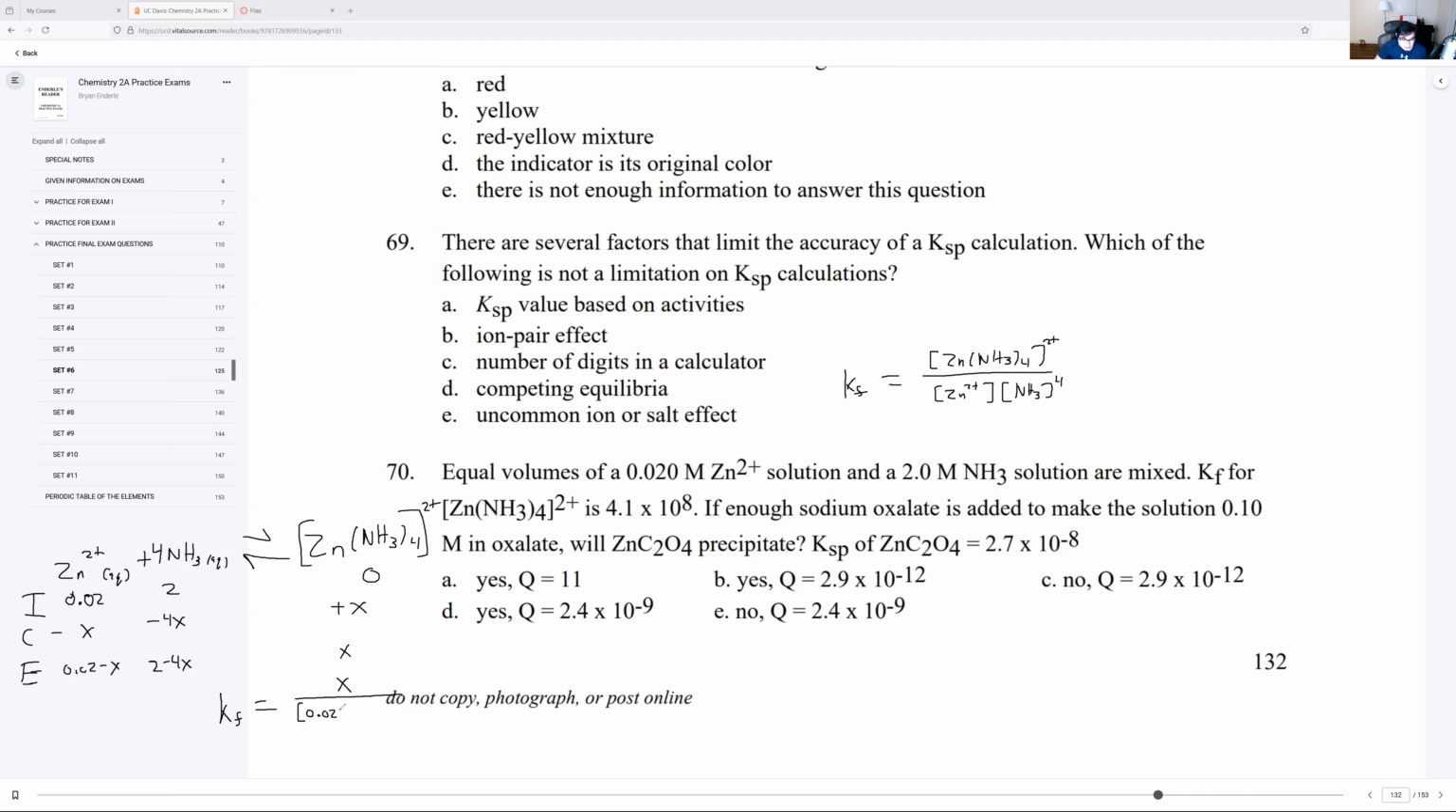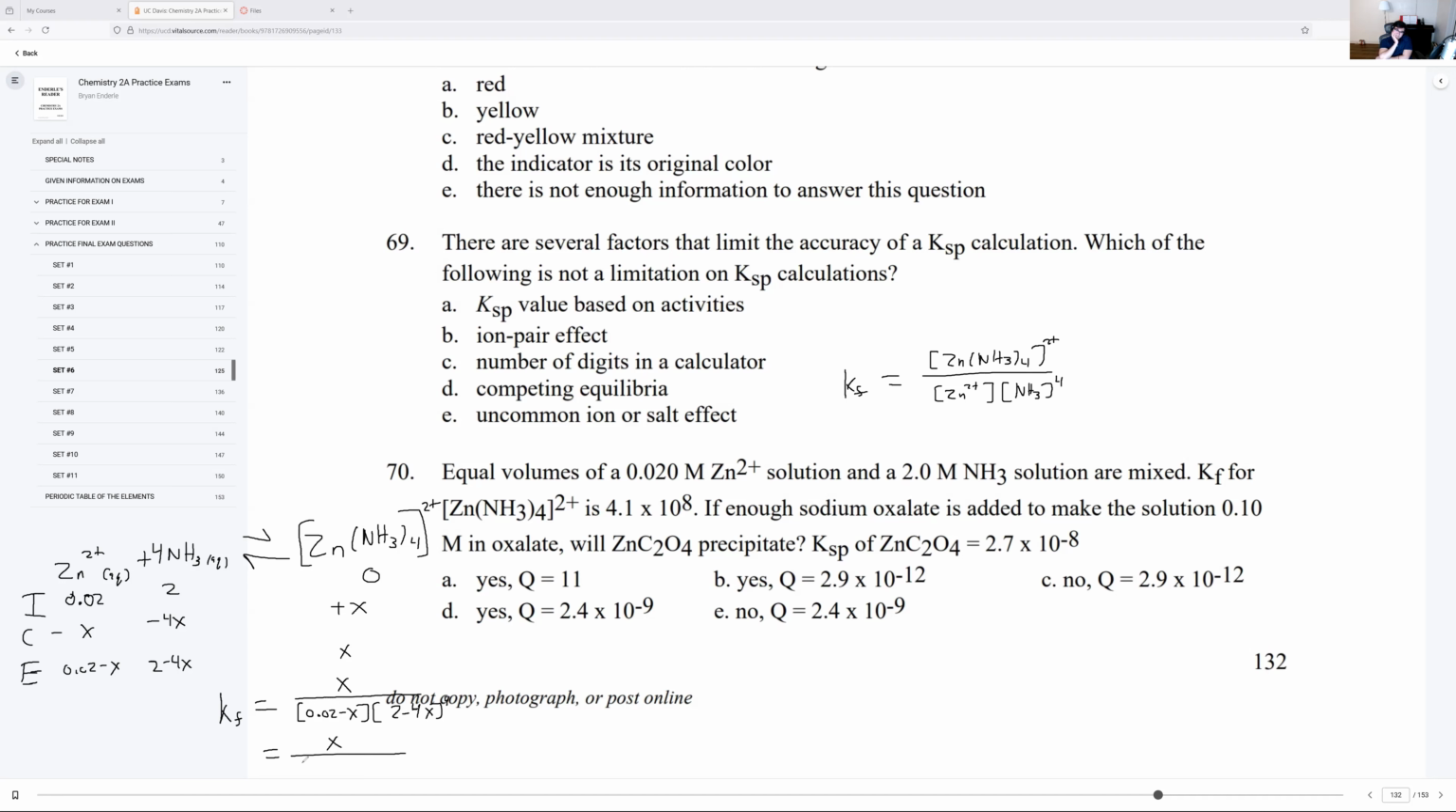So we start with this. That's our zinc, 2 minus 4x. But I feel like x is going to be pretty large, so this doesn't feel right. But we make the assumption that x is much smaller than both of those, than 0.02. So this ends up just being, is it?